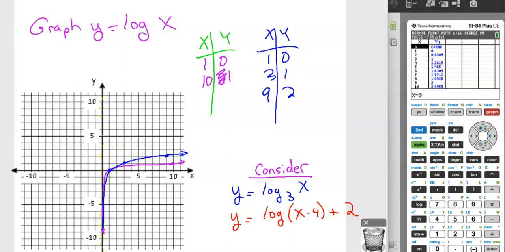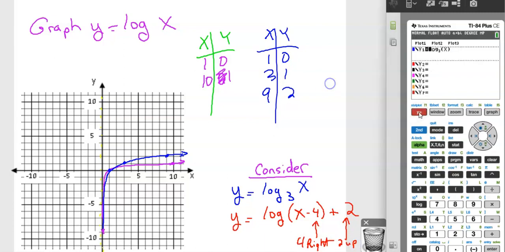And then notice the red. What's happening is you're shifting 4 to the right and then 2 up. That function, let's plug that one in. It's still base 10, so we've still got log, parentheses, x minus 4, close your parentheses, then plus 2. You notice the graph on this.